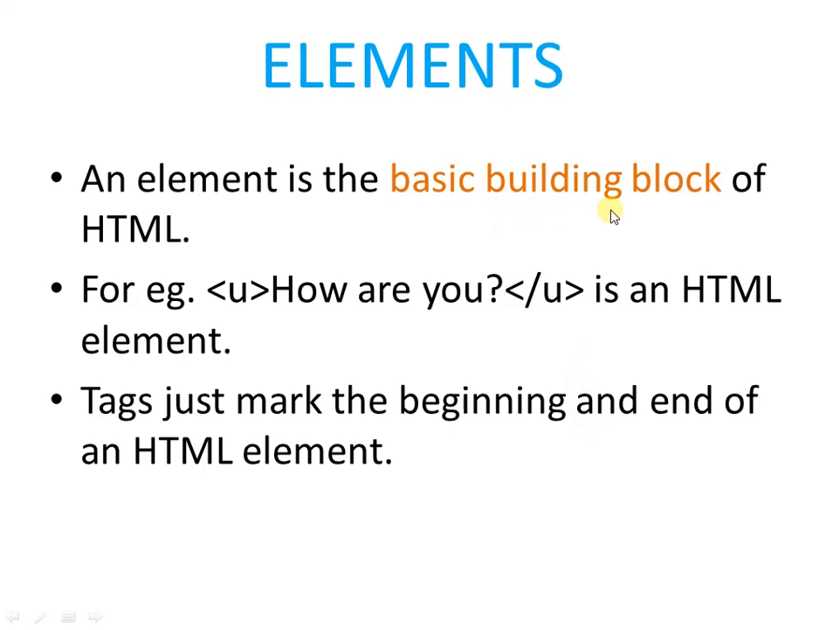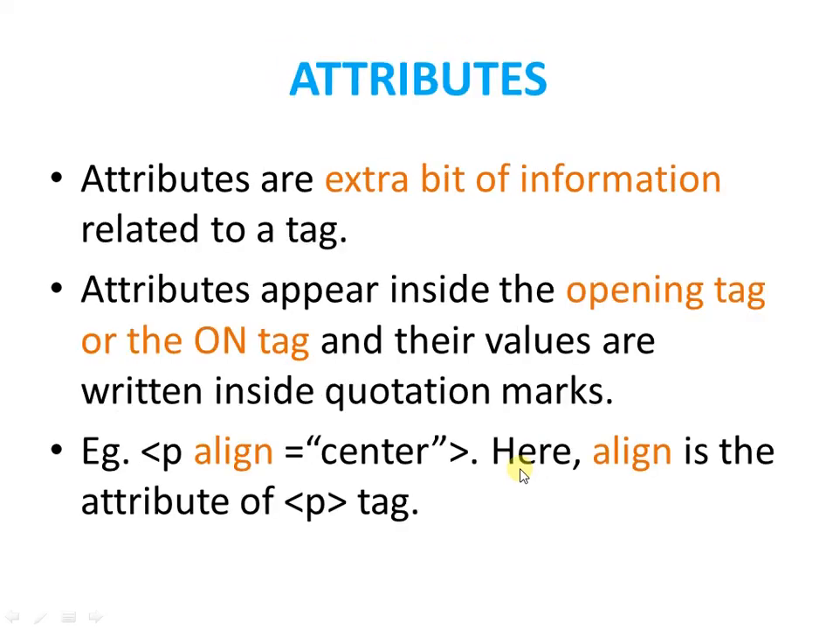An element is the basic building block of HTML. For example, you have written this line. So this is an HTML element. Tags just mark the beginning and the end of HTML elements. The next topic is attributes. Attributes are an extra bit of information related to a tag. If we add some extra information to any tag, that is the attribute of that tag. Attributes appear inside the opening tag or the on tag and their values are written inside quotation marks.